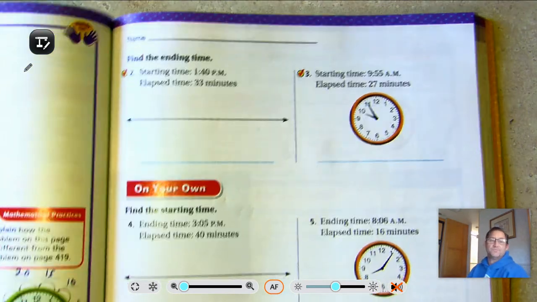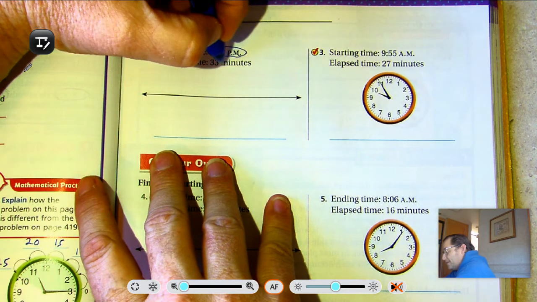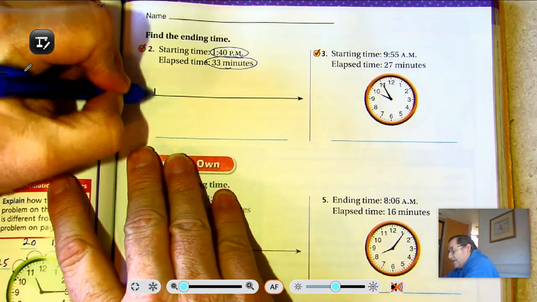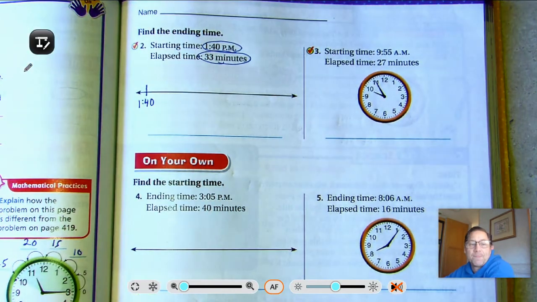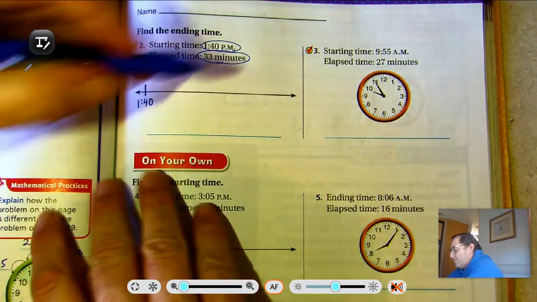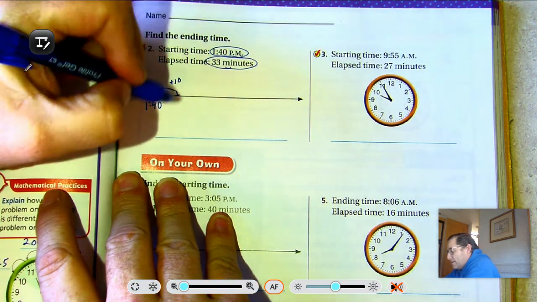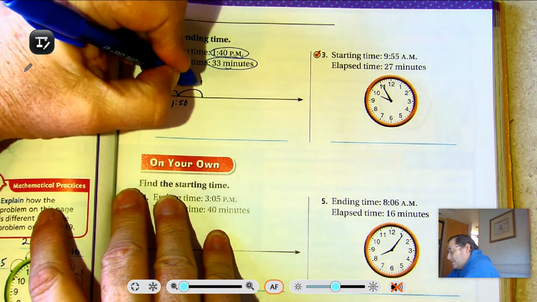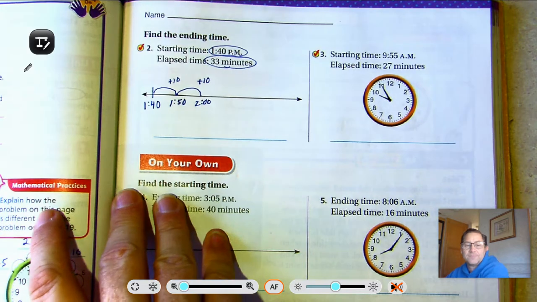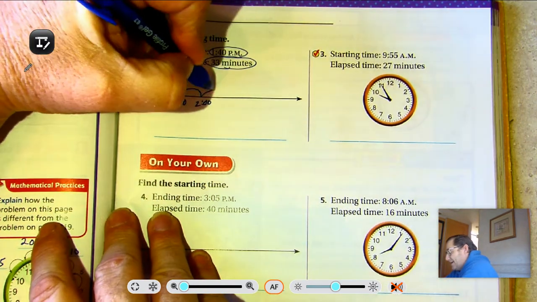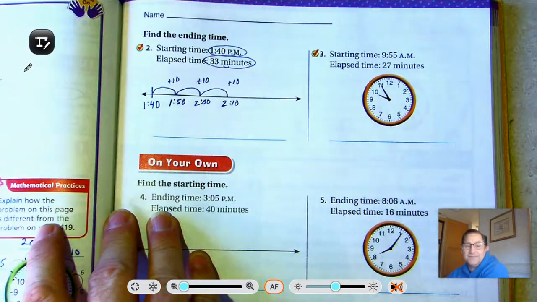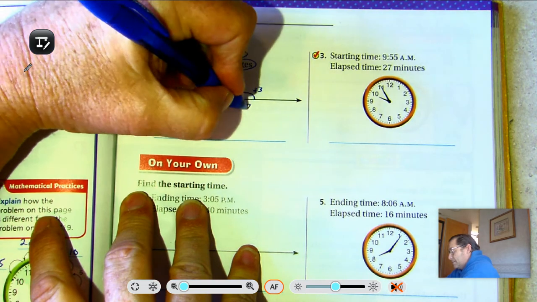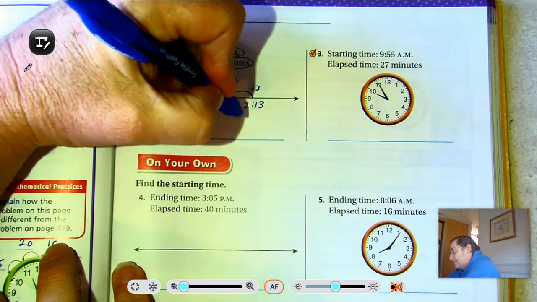Okay. Number 2, our starting time is 1:40, and our elapsed time, our activity lasts 33 minutes. So they gave me the starting time, right? So if I'm at 1:40, let's count forward by 10. All right, so we're at 1:50 if we jump 10 minutes. Let's jump another 10 minutes, and now we're at 2 o'clock. I have to do 33 minutes, so let's do another 10, and we'd be at 2:10. And that's 30 minutes that we've jumped. Now we need to jump 3 more minutes. And we would be at 2:13 p.m.